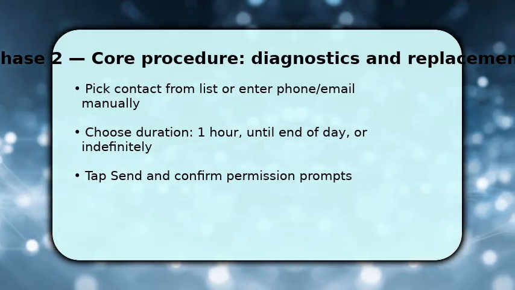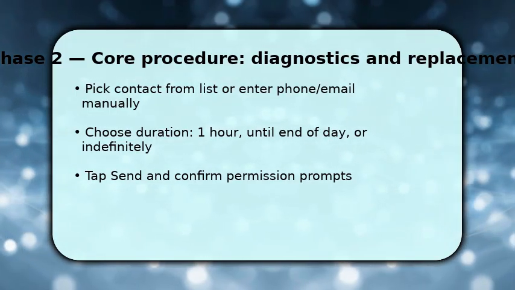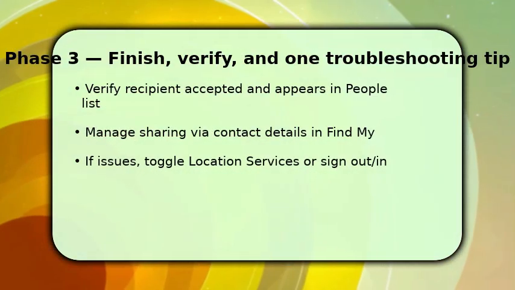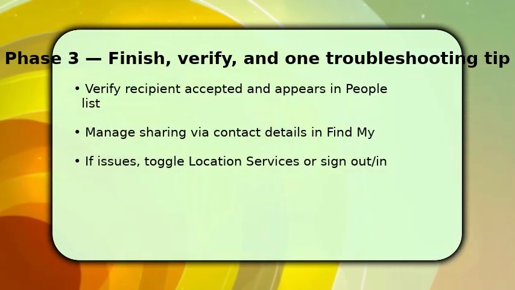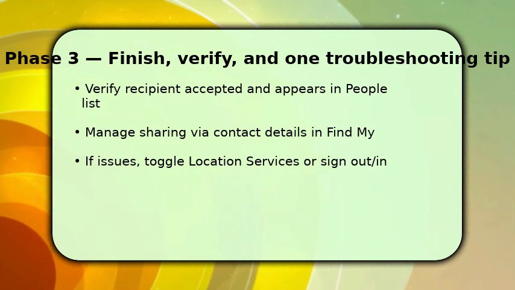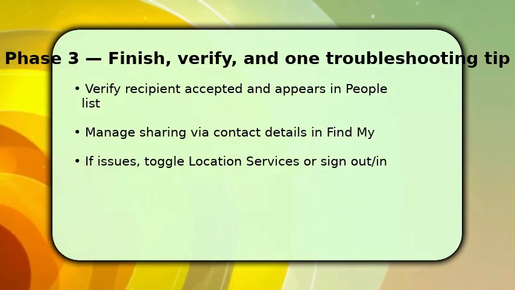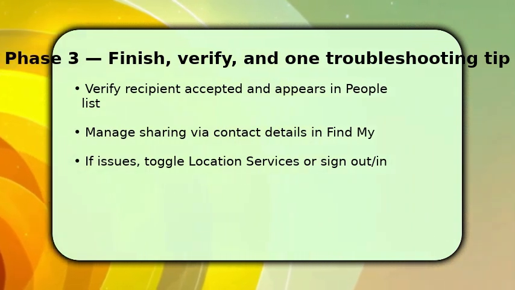Finish by confirming the recipient appears in your people list and that live location updates are visible. You can tap their name for more options. If needed, pause or stop sharing from their contact card or enable notifications for location changes.